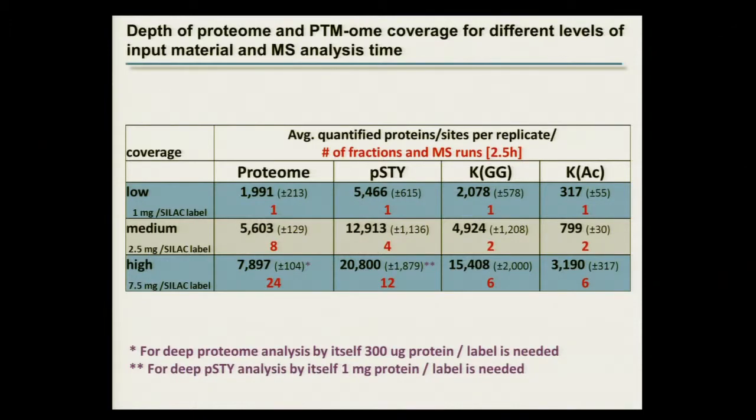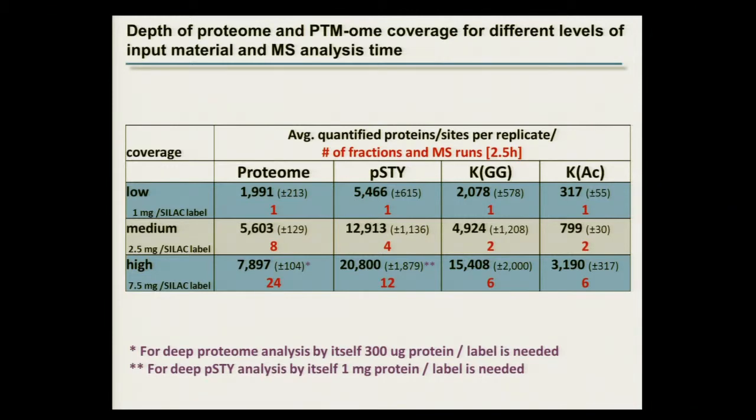In addition, in that study, we looked at the depths of proteome and PTM (post-translational modification) coverage for different levels of input material and MS analysis time. As you can see here, for the high coverage, we used 7.5 milligrams of input material. The reason why we used so much material was because we analyzed protein expression, phosphorylation, lysine ubiquitination, and acetylation from the same sample. And especially for ubiquitination and acetylation, you need so much input material to get those high numbers of modified sites. For protein expression analysis itself, only 300 micrograms of total protein would be necessary.